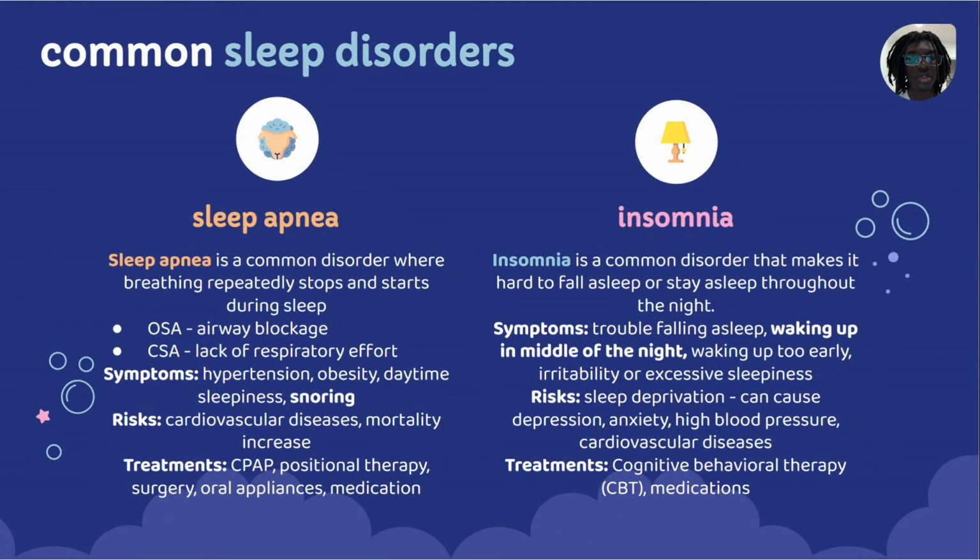There are many common sleep disorders that actually end up being unreported or untreated due to a lack of knowledge and action. Two of the most common are sleep apnea and insomnia. Sleep apnea is a common disorder where breathing repeatedly stops and starts during sleep. The brain is prioritizing sleeping over breathing. There's obstructive sleep apnea, which is physical blockage of the airway, and central sleep apnea, the neurological failure to send breathing signals, and mixed, which is a combination of both.